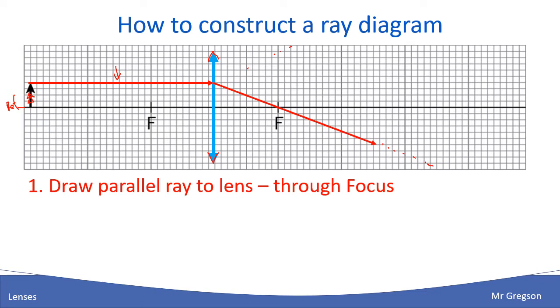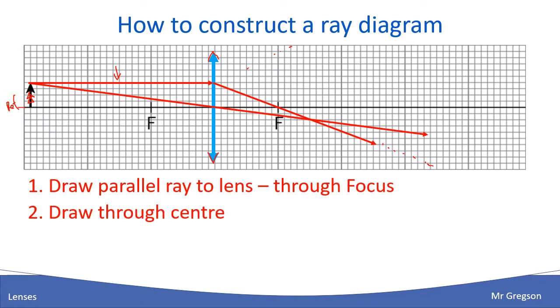Step 2, draw through the center. So from the top of our object, right from the top of our Christmas tree, we've now got two lines coming from the same place. It goes through the center of our lens, on the reference line, travels out the other side, and you'll notice straight away we've started to get some form of convergence.